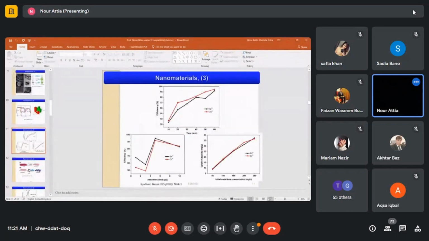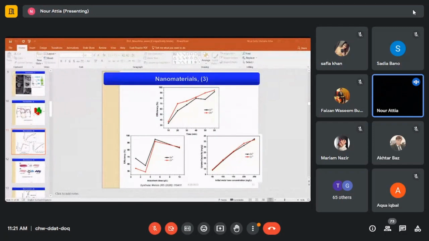For example, the factors you have to study. Otherwise, if you didn't do that, your study will not be enough. First of all, optimize the time. The time of reaction means the time of stirring or shaking of your adsorbent with the wastewater. You have to study the adsorbent dose, the metal ion dose, the pH, and the temperature effect, because the wastewater is not released at normal temperature from the industry. It may be released at 30, 40 degrees. We don't know. Okay.